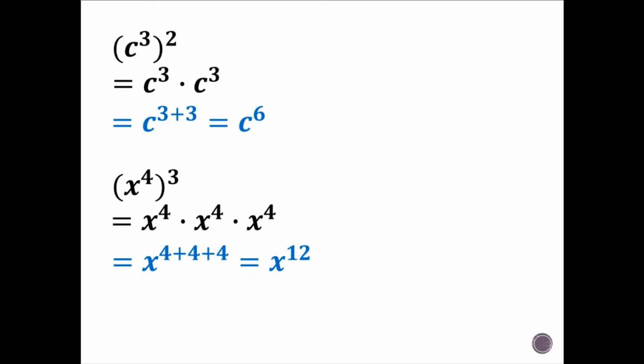But this time, I am going to introduce to you another method of simplifying these expressions without expanding. And how do we do it? We simply multiply the exponents. For the first example, we will multiply the exponents 3 and 2. 3 times 2 equals 6, so the resulting expression is c to the 6th power. That is now the simplest form of the first example. For the second example, we will multiply the exponents 4 and 3. 4 times 3 is 12, so the resulting expression is x to the 12th power.